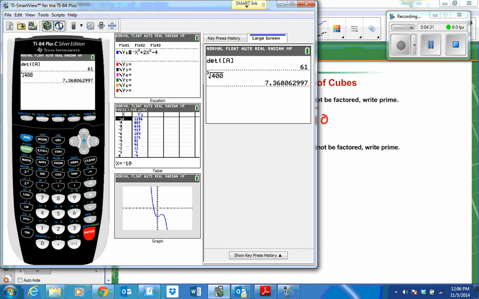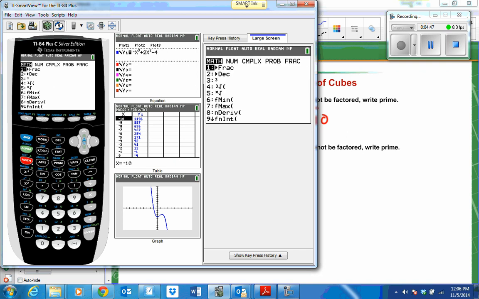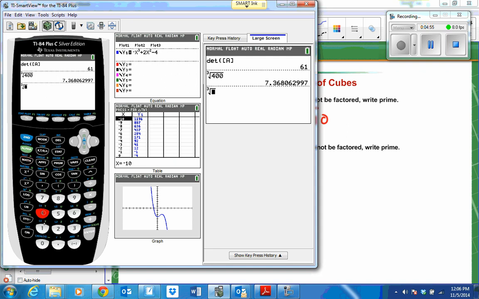and just to give you an idea of how to do that, you just hit math. And you look down and you see the cube root right there at number 4. So hit 4 and put 400 in.